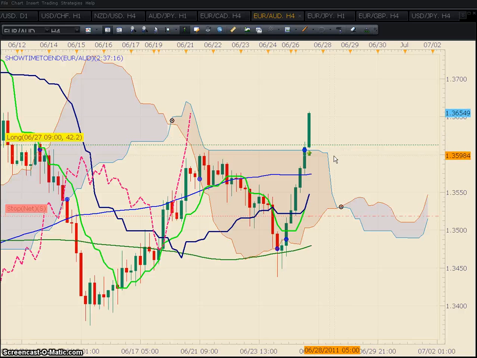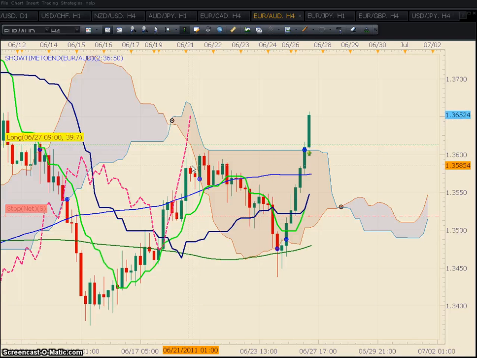Okay, but look, here's what we looked at. I wanted to get on the Kumo break. Okay, so I watched this trade and I seen that we bounced down here, and then I saw a price coming up like this, coming up, and then we have a TK cross right here, your Tenkan-sen and your Kijun-sen crossing. Okay, and that's a bullish cross.